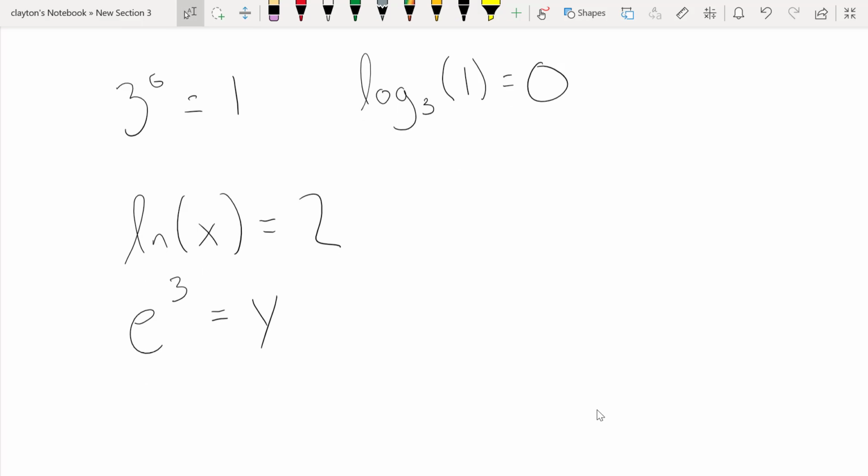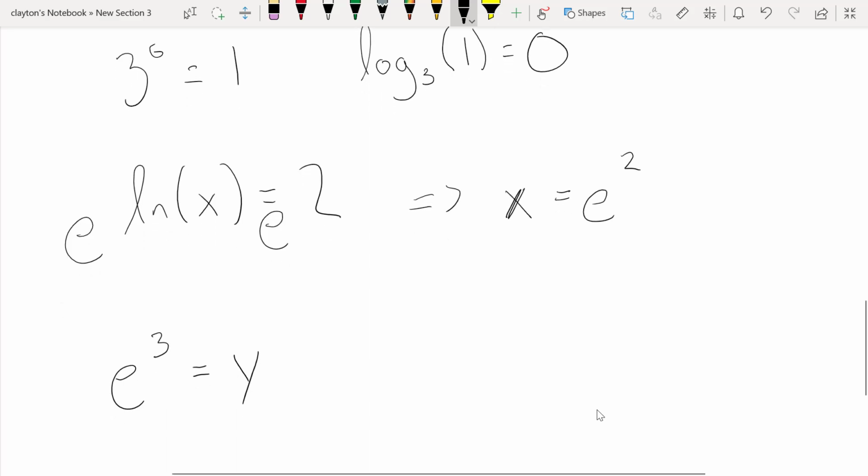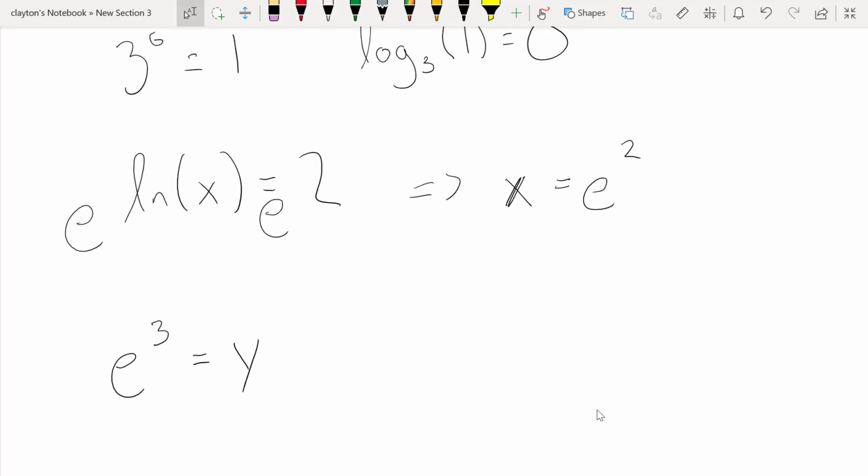So I'm going to deal with the first one. I'm going to use some natural log properties, and it'll be a good reminder. If I take both sides here and raise them using base e, what's going to end up happening is that e and natural log are going to cancel each other out, and we're going to be left with just an x. And on the other side, we have e squared. So natural log and this exponential base e undo each other.